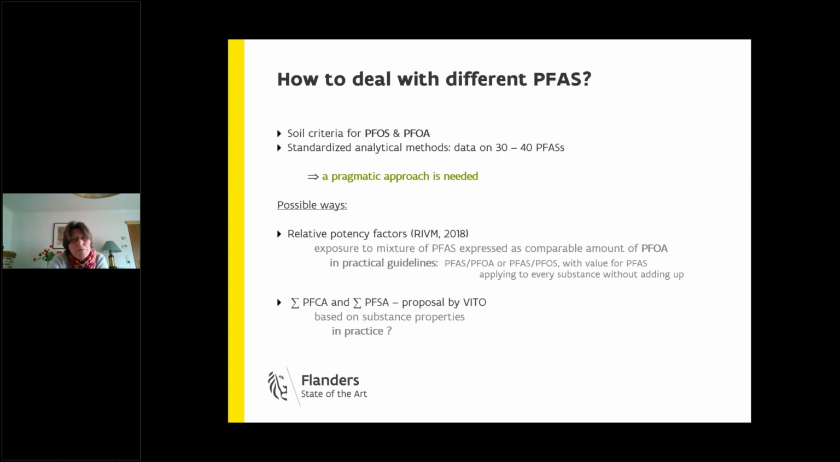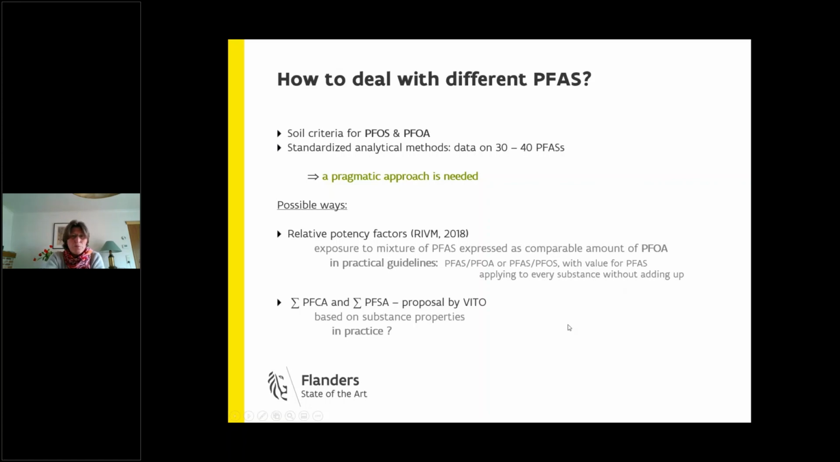For example, we have the relative potency factors that have been proposed by RIVM. In that case, the exposure to a mixture of PFAS is expressed as exposure to a comparable amount of PFOA. However, in their practical guidelines, they use another approach. They use threshold values for PFOA or PFOS, with the value for PFOS always applying to every substance without adding up.